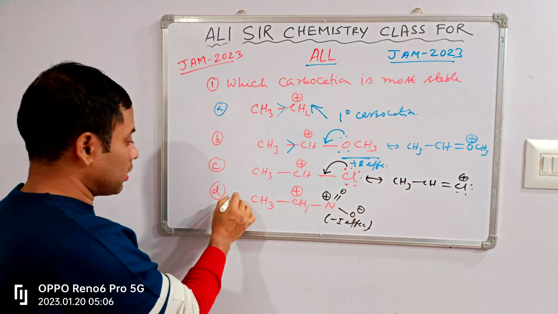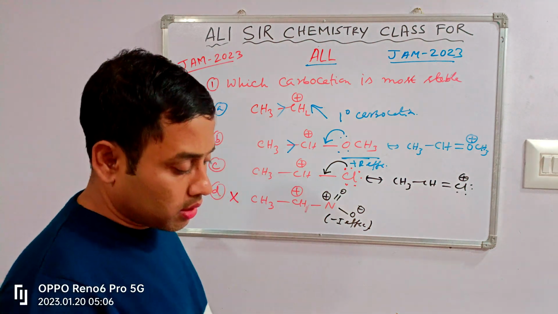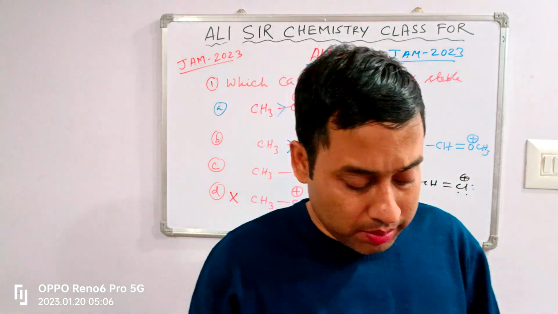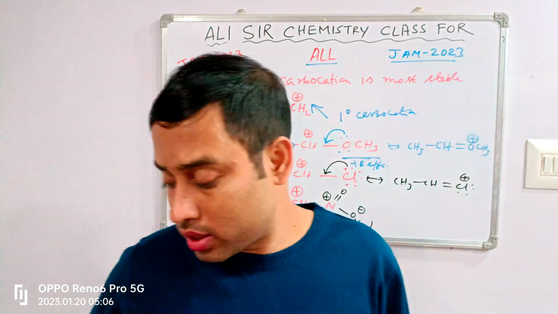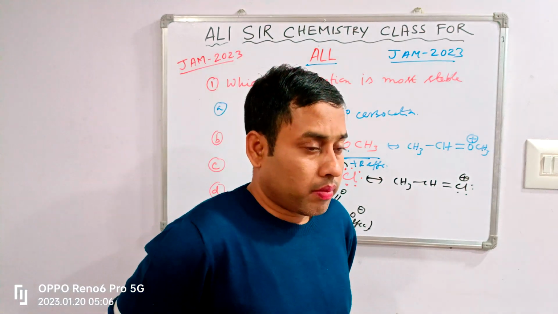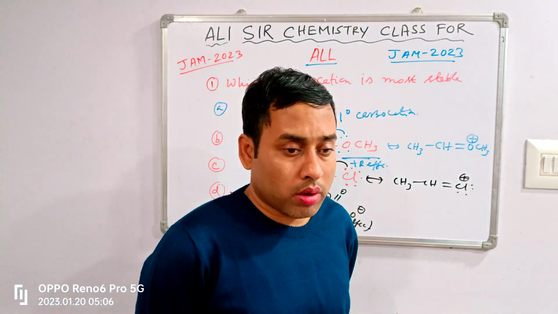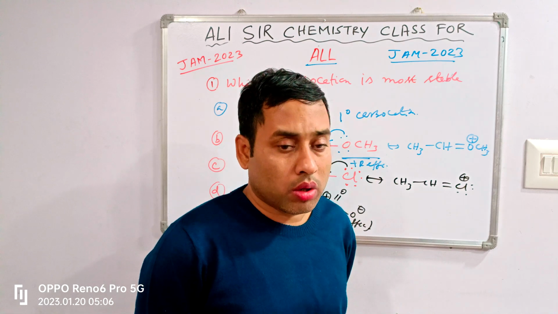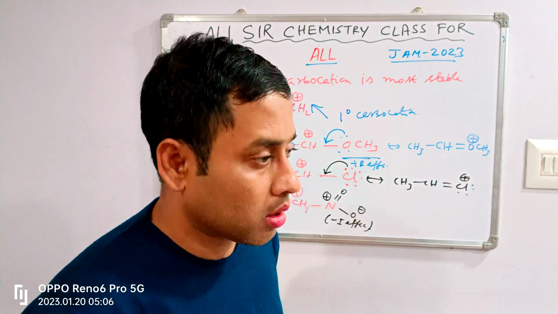Just cancel it out first. This is a trick for all of you. Whenever there is an MCQ type of question, just look at the question and find out which options will not be possible at all. Just cancel them out.